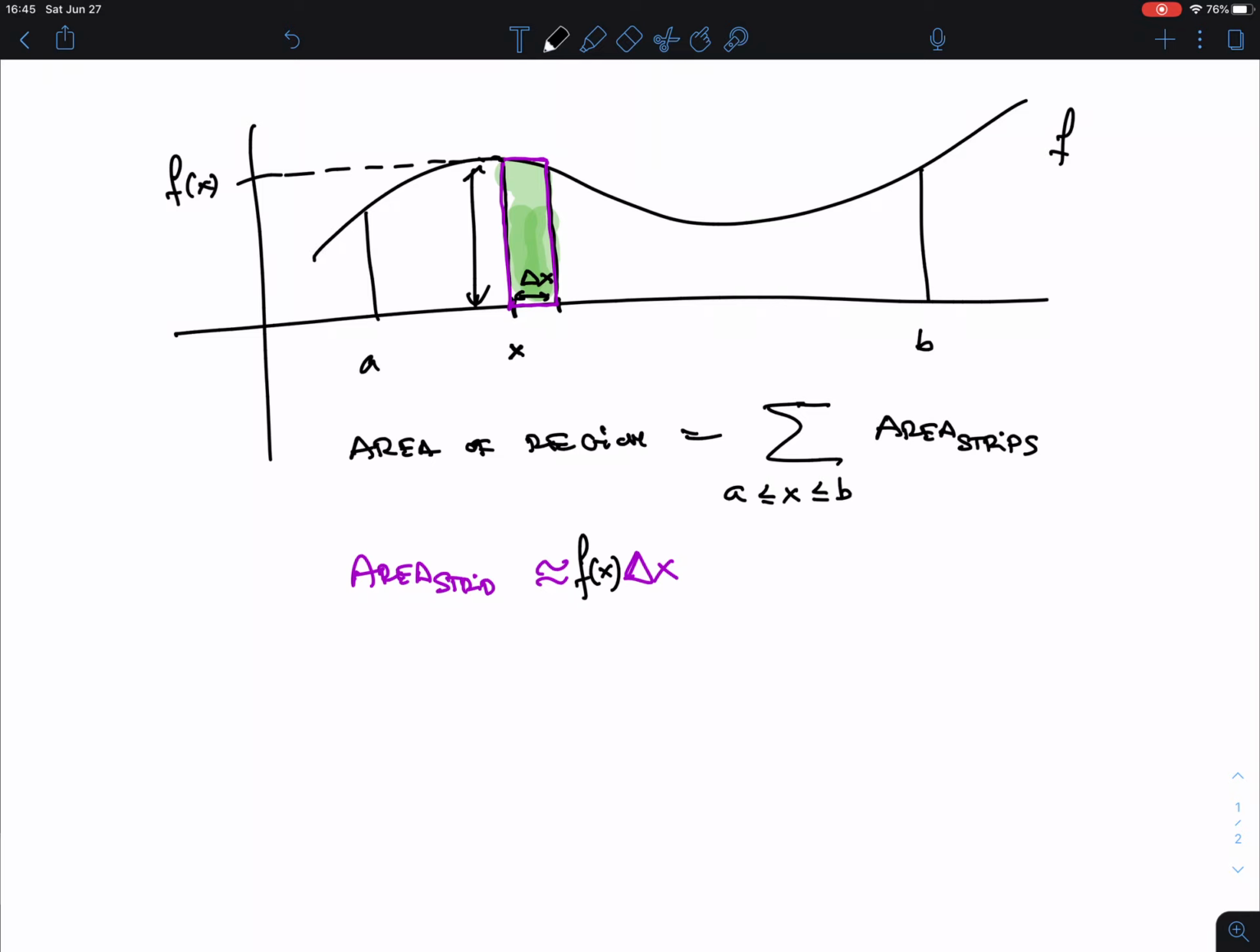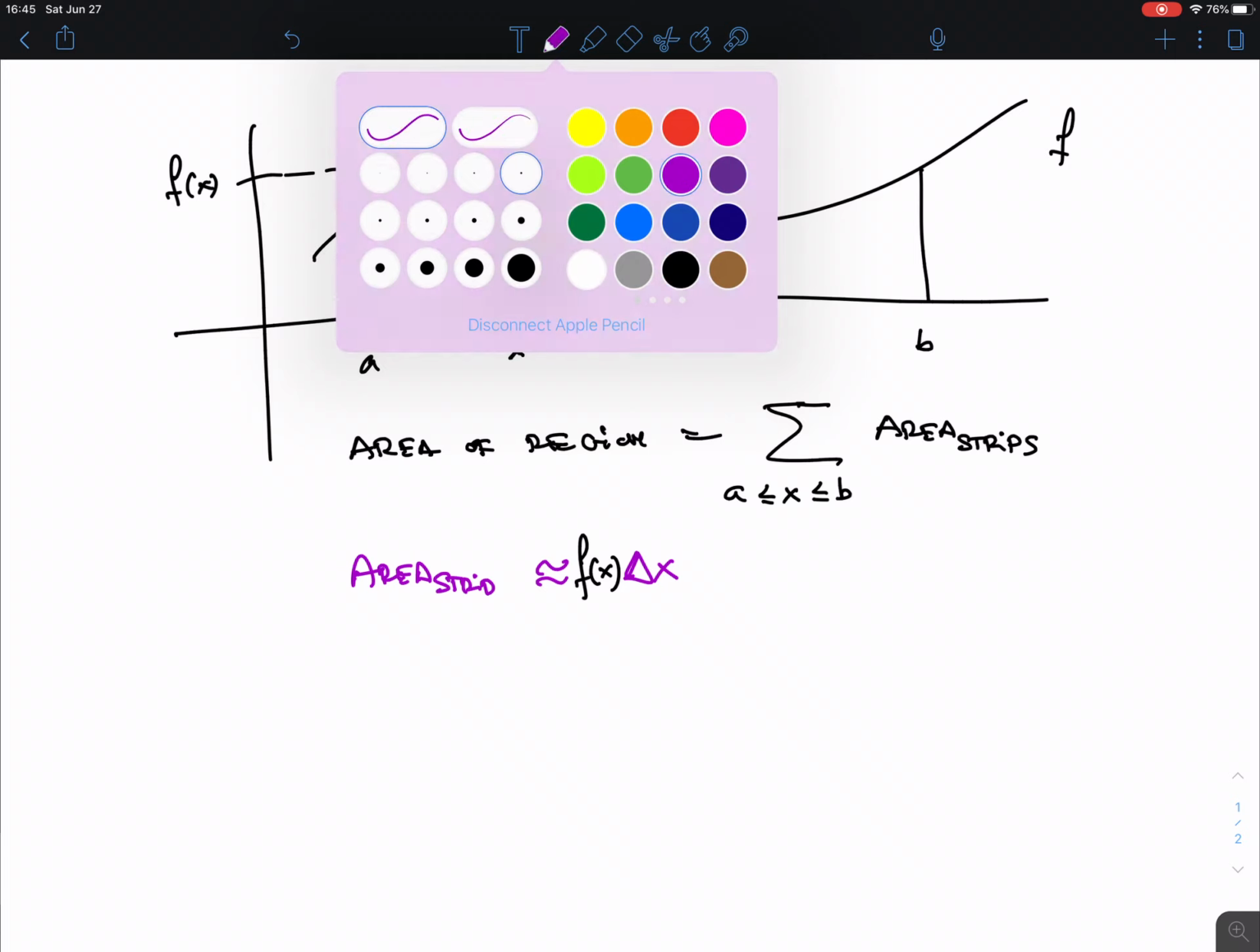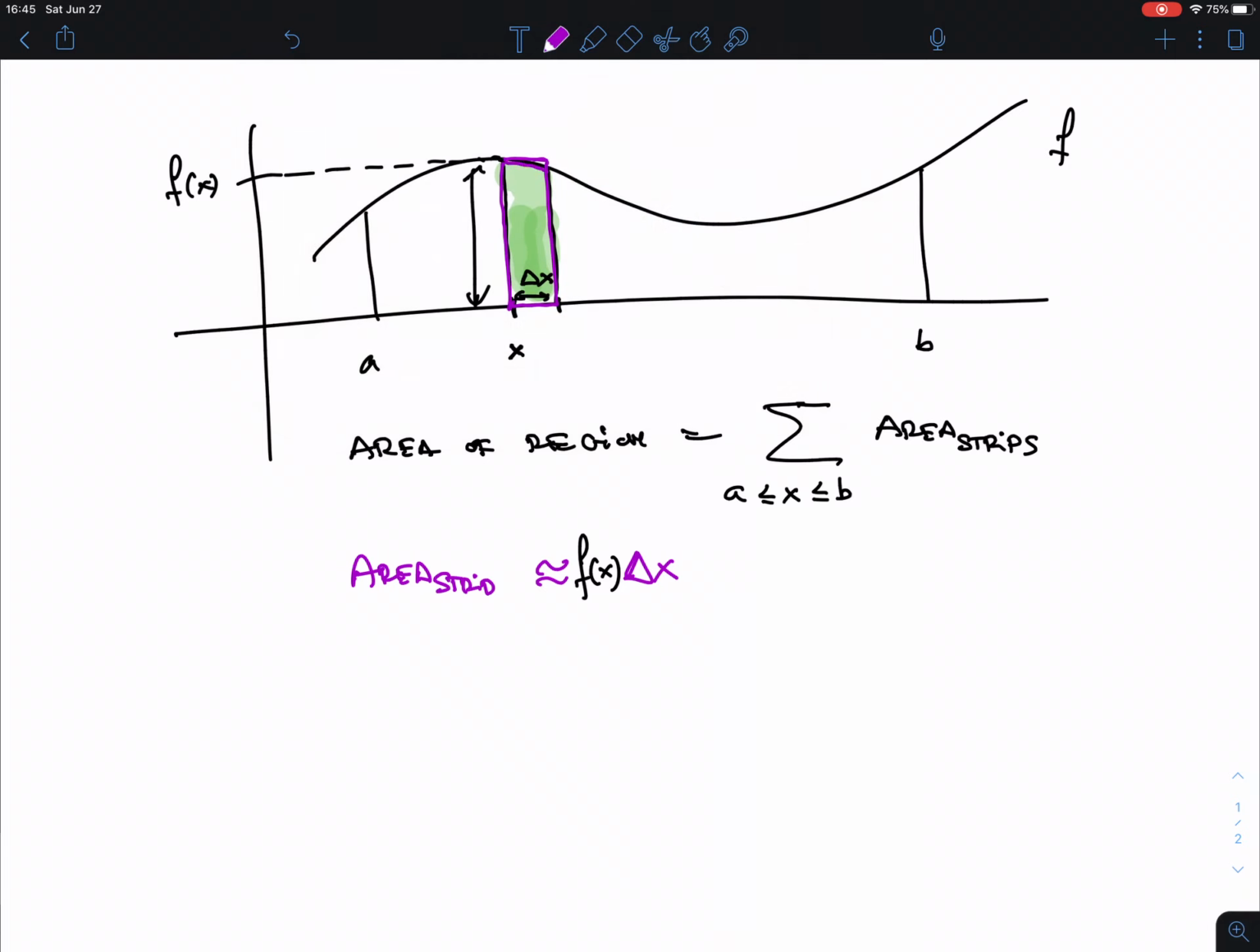But it's approximately. Why do I say approximately? Well, let's zoom in a little bit. What am I missing here? This is the original, and this is what I do. So this purple part here is what I calculate too much. Is it always the case that I calculate too much?